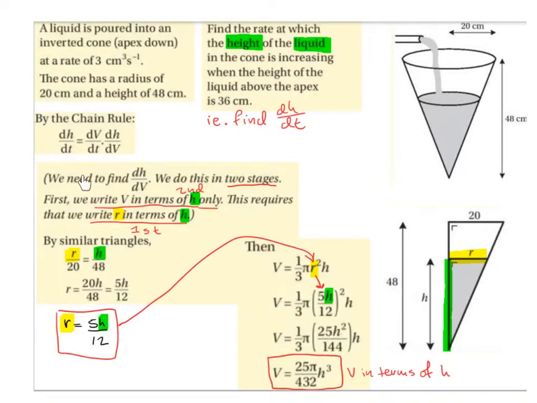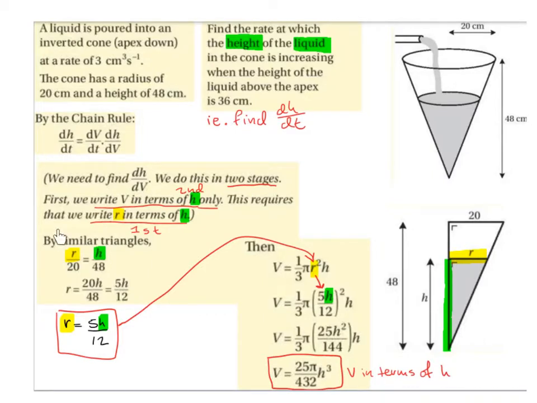So we need to find dh dv. We do this in two stages. First, we write v in terms of h only, so v being the volume. This requires that we write r in terms of h first. So the first thing we do is write r in terms of h, and the second thing we do is write v in terms of h.